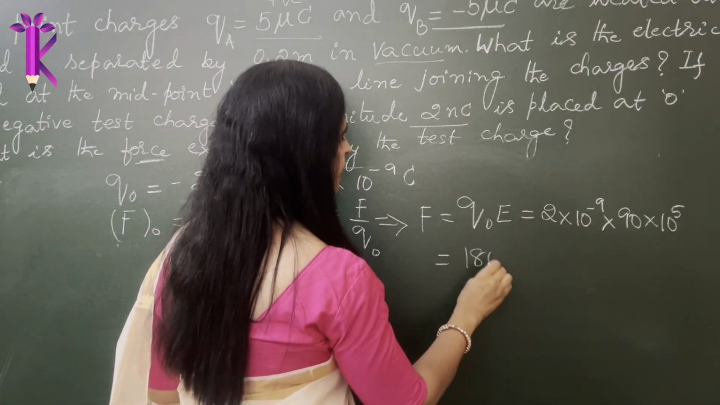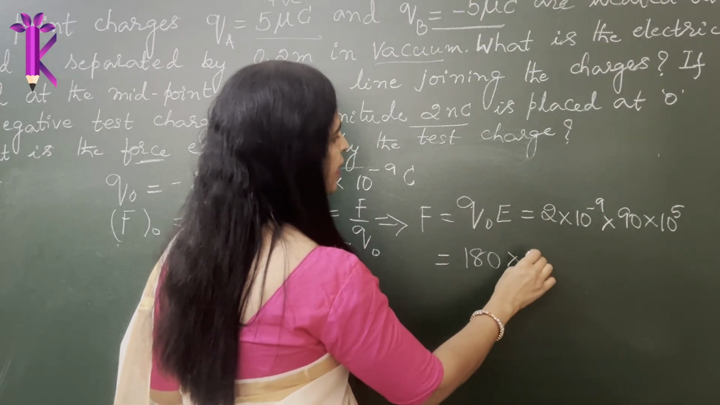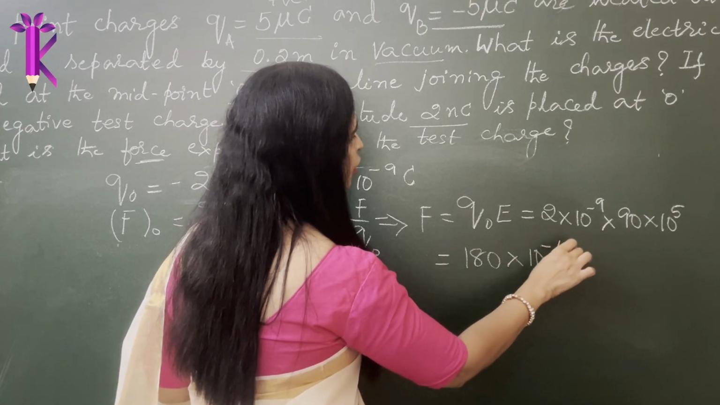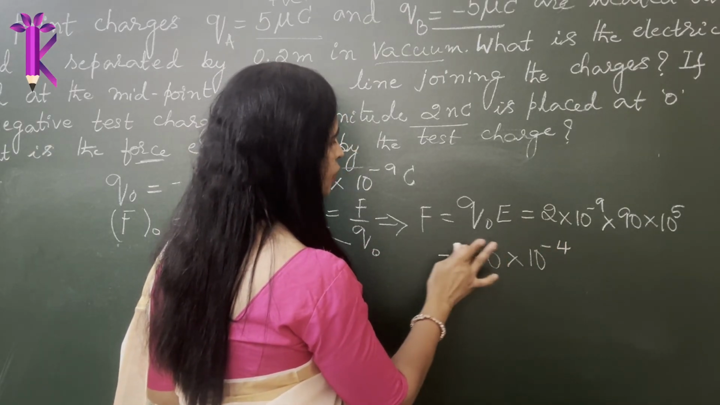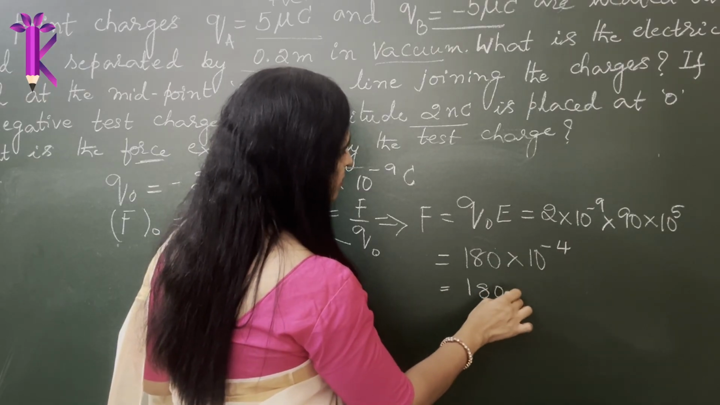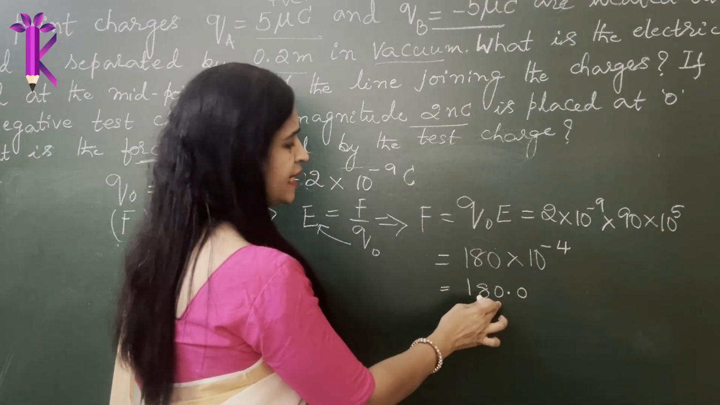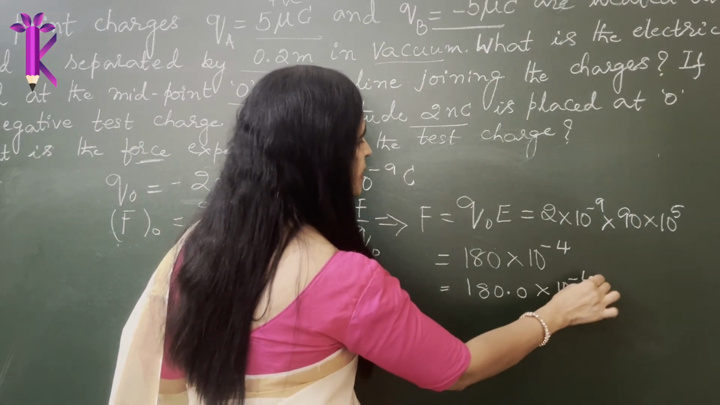You have 180, into 10 to the power of minus 9 plus 5, which will be 10 to the power of minus 4. Now I want to shift the decimal. Let me write one more step. There is no decimal here, but this can be written as 180.0 into 10 to the power of minus 4.